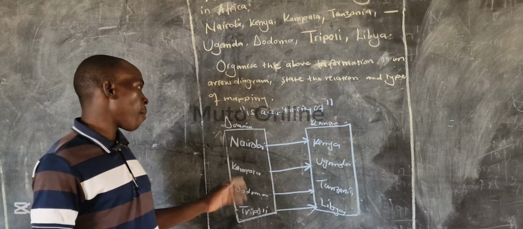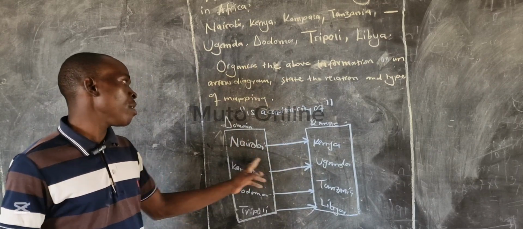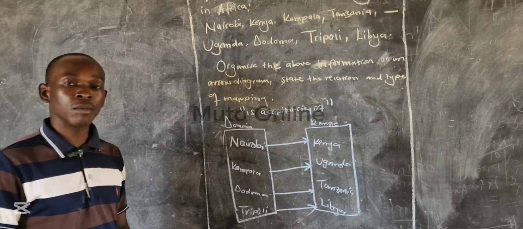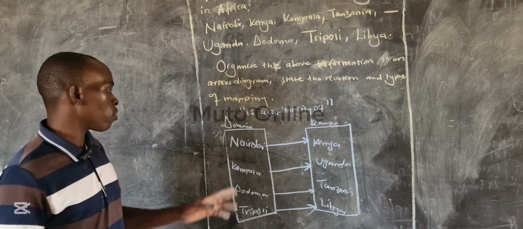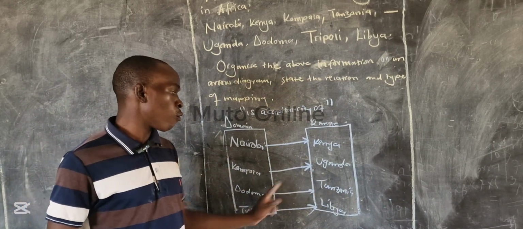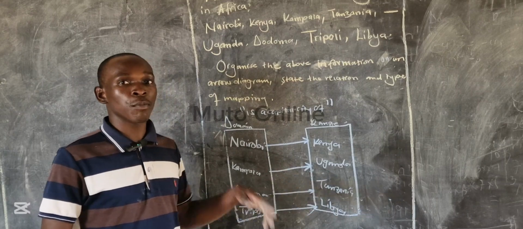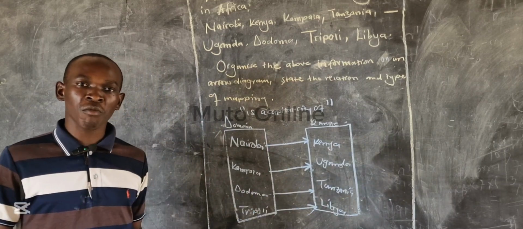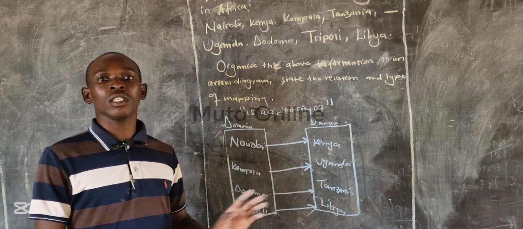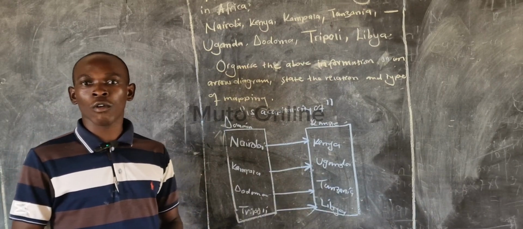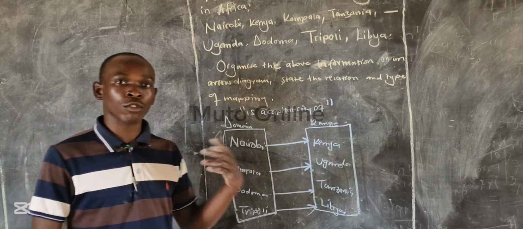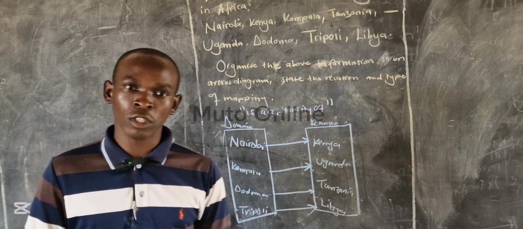Then the type of mapping, you realize that Nairobi maps with Kenya. So only one element in the domain maps with only one element in the range. So this type of mapping is a one-to-one mapping. Other types of mapping can also be given in different scenarios, as prescribed in other videos, the previous videos at Mutro Online.